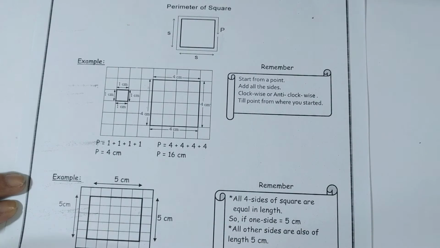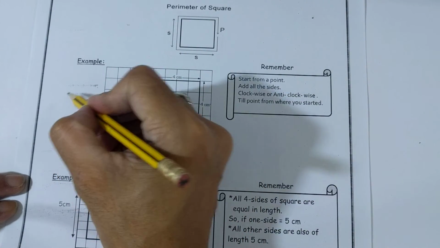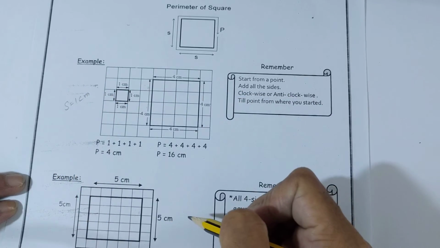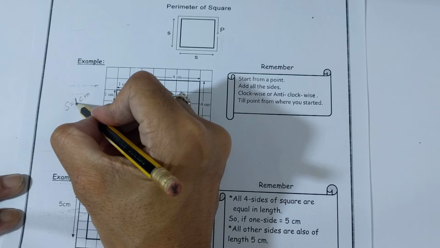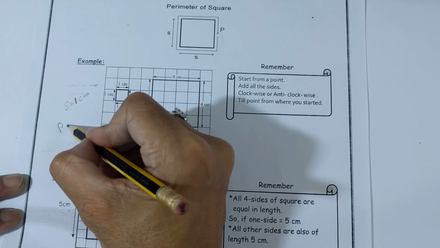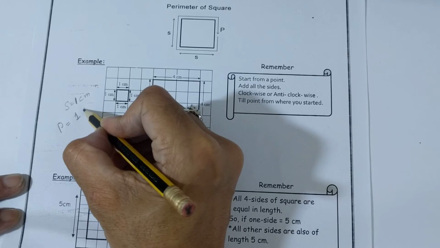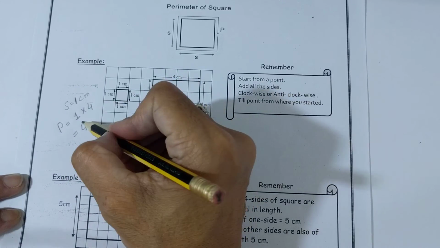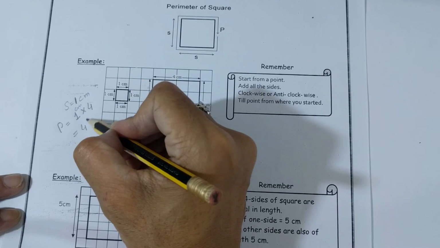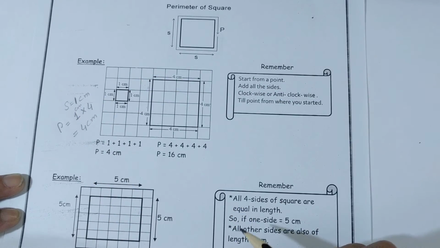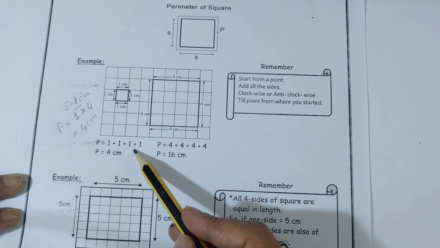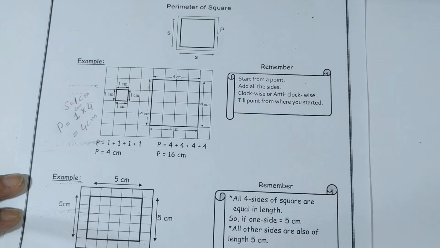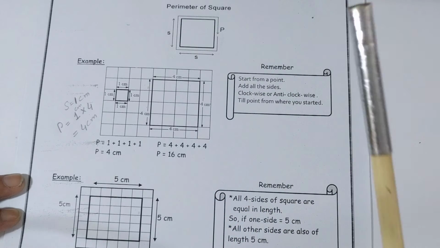You can also do it like this. The side is equal to 1 centimeter. So you can calculate the perimeter by 1 multiplied by 4. 1 4s are 4, and the unit is centimeter. So you can use the repeated addition or you can use the multiplication. Both are correct. Now come to this bigger box.